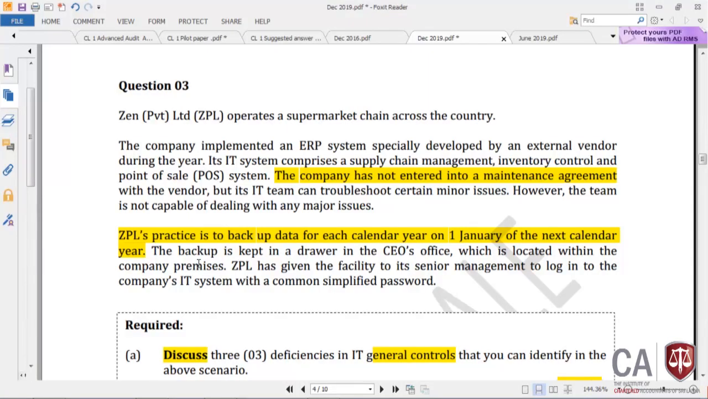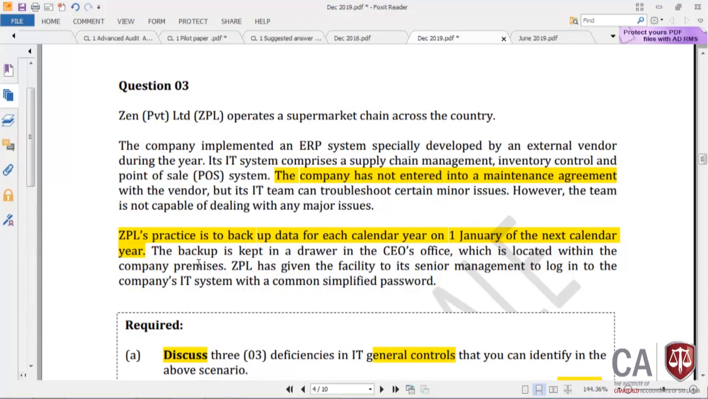So therefore, the second point is there are weak backup procedures. In that, there are 2 points to be elaborated in your answer. One is there is no frequent backup taking procedure in the business organization, and second, there is no suitable location. The location that they have selected to keep the backup is not suitable. So these 2 points you need to elaborate to answer the second point.